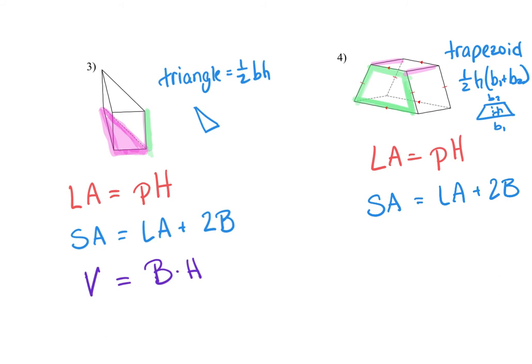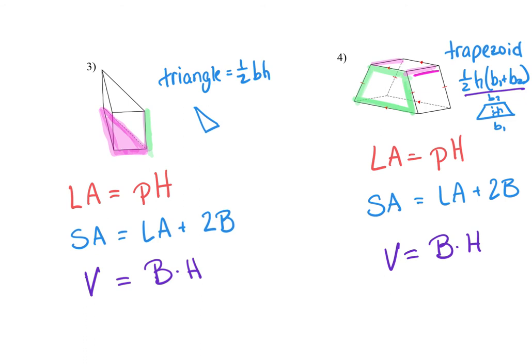Volume is also the same. Volume is the area of that trapezoid times the height of the prism. So I'm going to also use this trapezoid formula in volume. I'm going to calculate the area of 1 trapezoid, and then multiply it by the height of the prism. Volume is the only time you multiply the area of the base times the height. But you must know what a trapezoid is and how to calculate the area, for surface area and for volume.